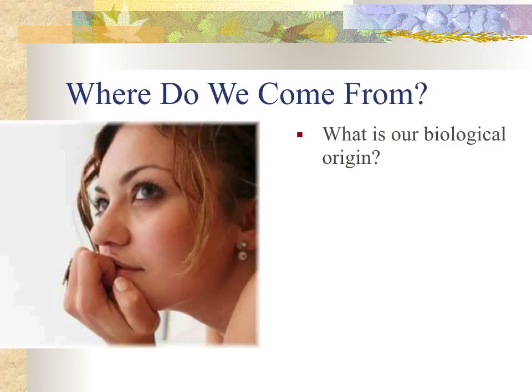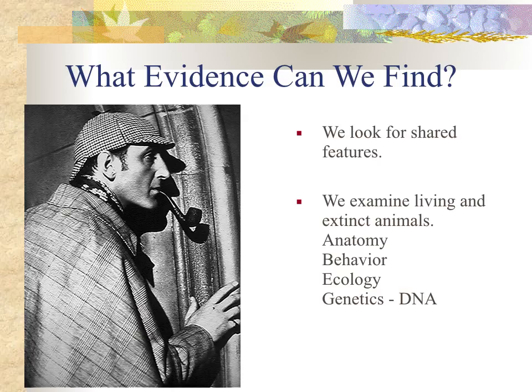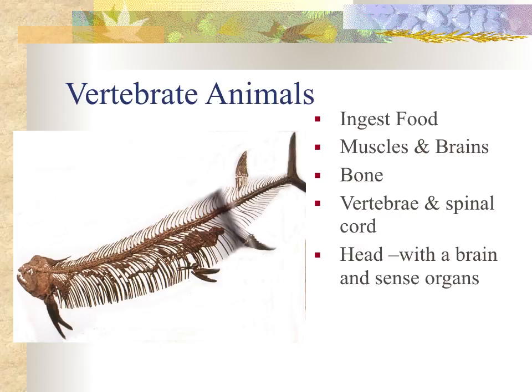Where do we come from? What's our biological origin, and how do we fit into that natural system? And for science, we're really little detectives. That's a picture of an old version of Sherlock Holmes, not a newer version. And in science, we're looking for shared features that help us place humans among other animals. Okay, and so we examine the anatomy, the behavior, the ecology, and the genetics of humans and other animals to see which are most similar to us.